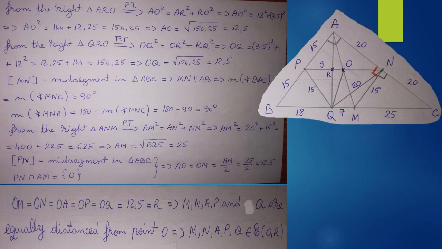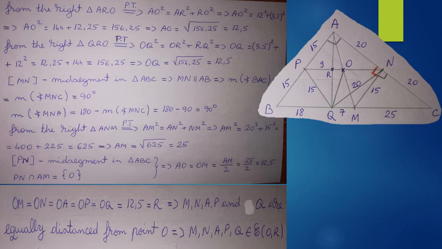From the right triangle QRO, we have with Pythagoras theorem that OQ squared is equal to OR squared plus RQ squared. So OQ squared is equal to 3.5 squared plus 12 squared, which is equal to 12.25 plus 144, which is equal to 156.25. So OQ is equal to square root of 156.25, which is equal to 12.5.